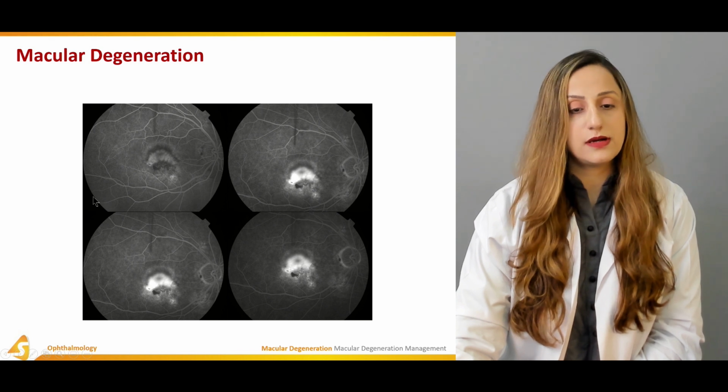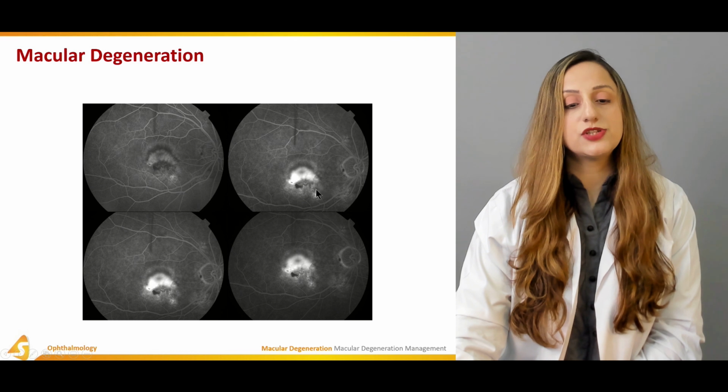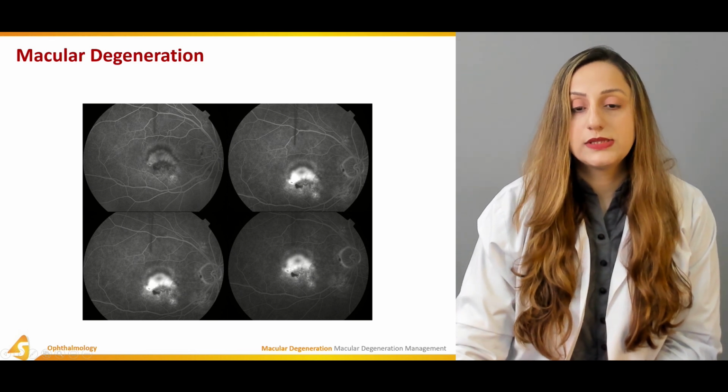This is a normal macula. Over here, you can see that these are some of the exudative changes. Again, these are the exudative changes. These are the Drusen formations that are being observed on this technique.